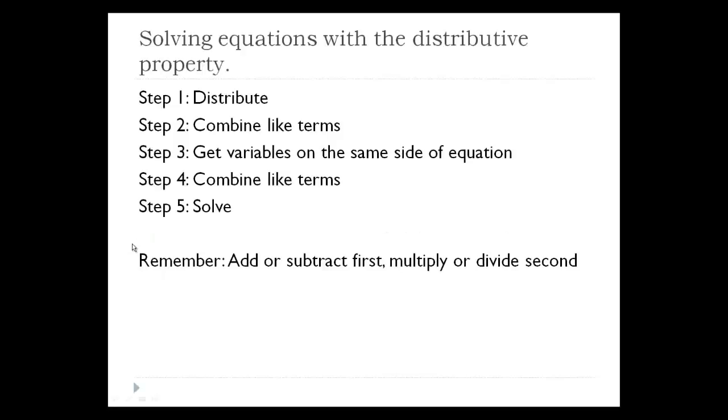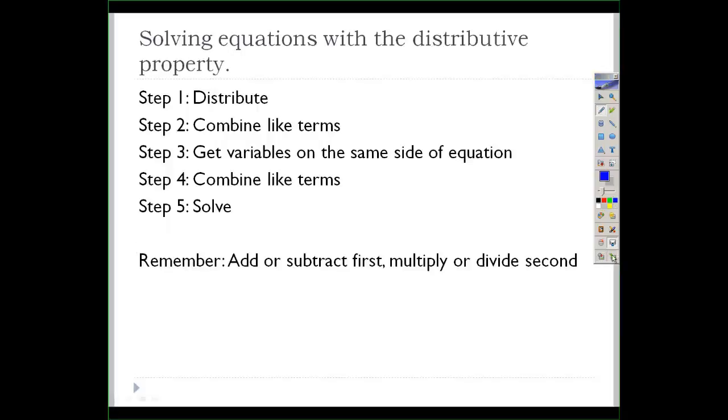So when we're solving equations using the distributive property, the first thing we're going to do is distribute. You'll know because right off the bat you're going to see a pair of parentheses in the equation. When you see those parentheses, you know you're distributing. Then after you've distributed, you're going to combine like terms. There should be some terms to combine. If there's not, do your best and move on to the next step.